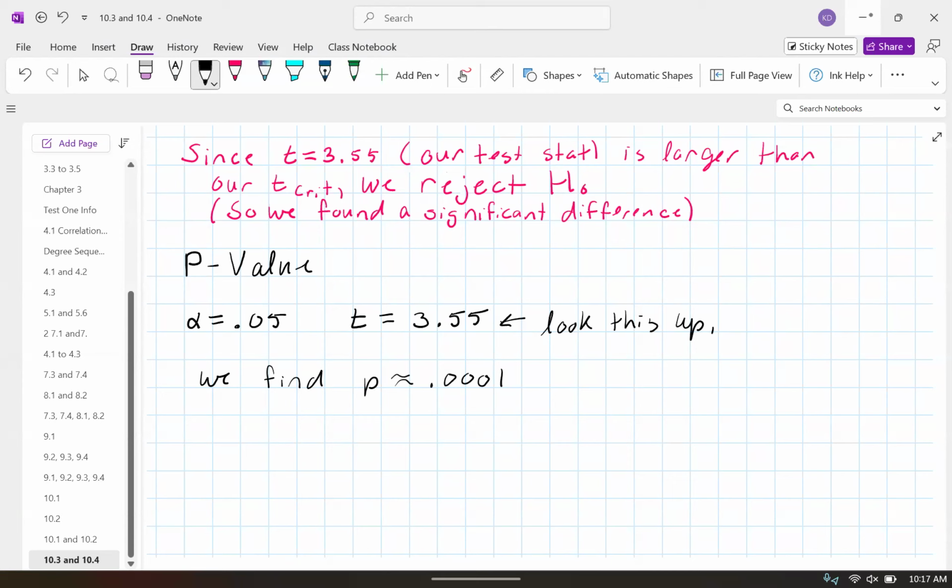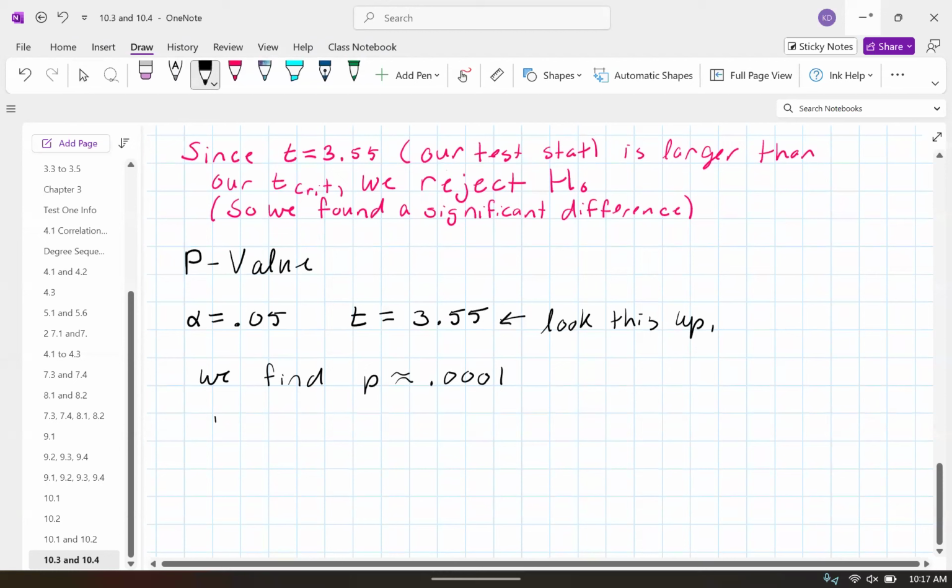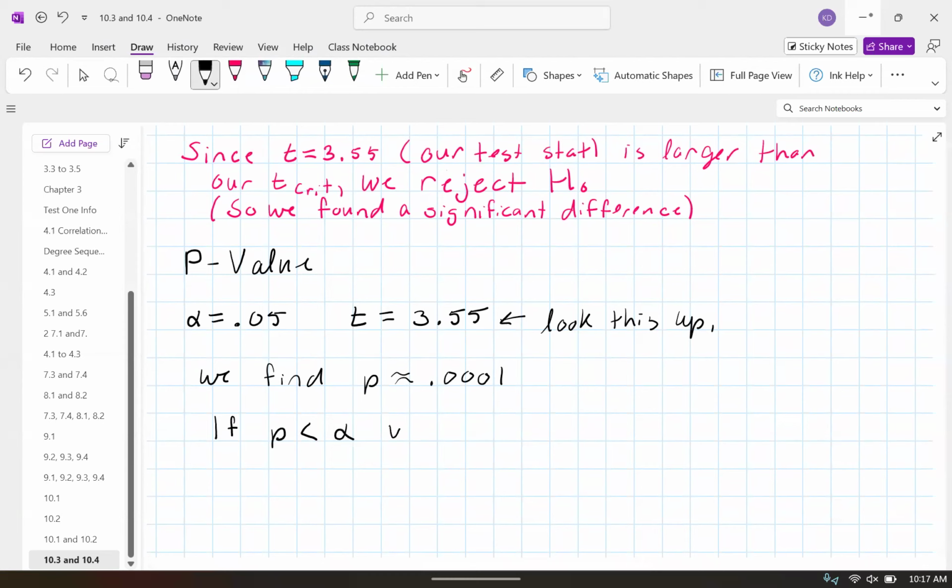We want our P to be smaller than our alpha. If P is smaller than alpha, we reject the null, because it's small enough. So our P was 0.001. Our alpha was 0.05. So we're happy. We reject the null hypothesis because our p-value is less than our alpha. We're good. We reject and we're done.